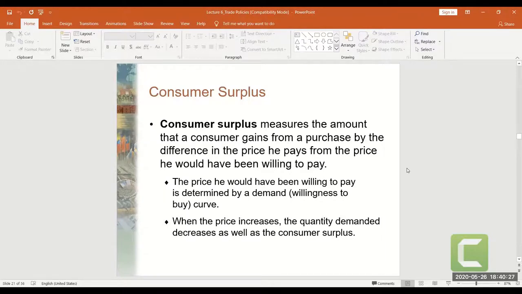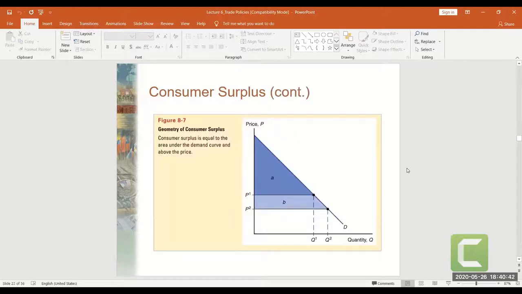Graphically, it is the area below the demand curve and above the price line. Below the demand curve is the willingness to pay. So the demand curve shows your willingness to pay and what you actually pay will be somewhere here, then the gap is going to be called consumer surplus. This is just a revision, maybe.